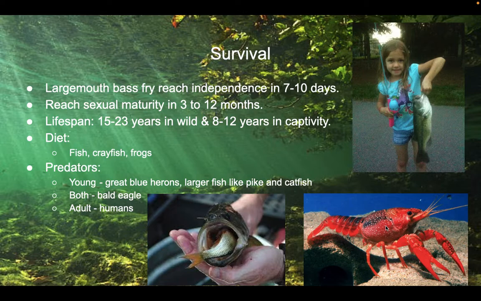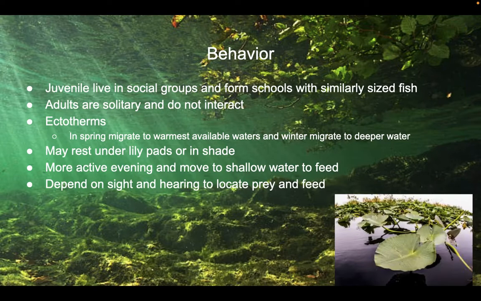And then predators. Both juvenile and adult largemouth bass have to fear the bald eagle, and the young have a few more predators since they're smaller, such as great blue herons, and larger fish like pike, catfish, muskellunge, many larger fish. And then the adult largemouth bass really only have, aside from the bald eagle, humans, which can be seen with my little sister here several years ago when she caught this bass on her little Barbie pole.